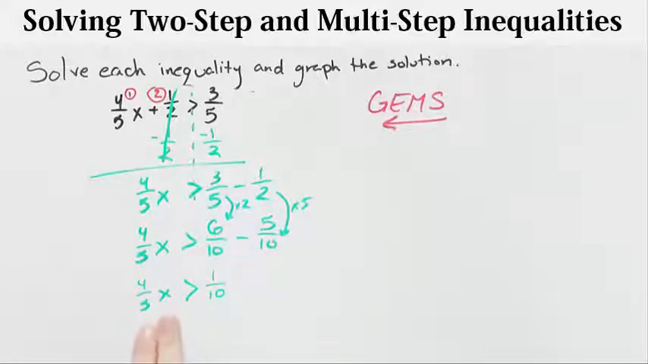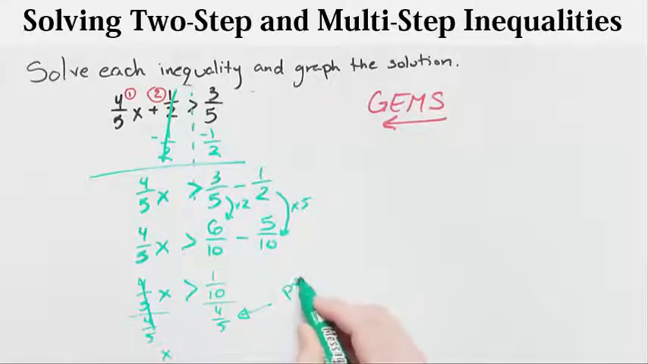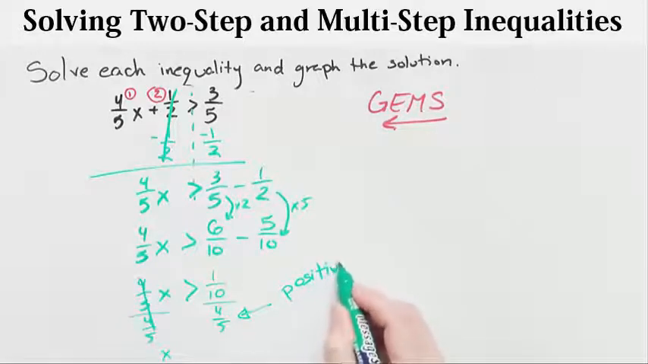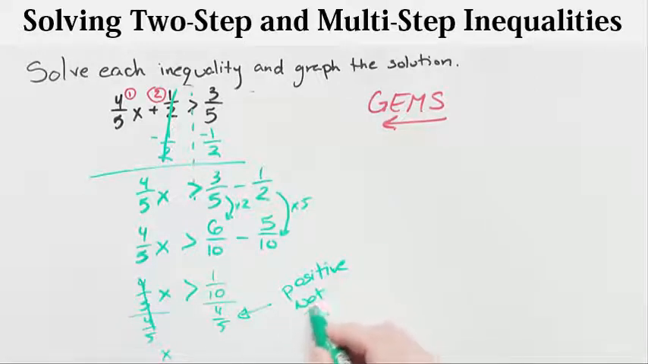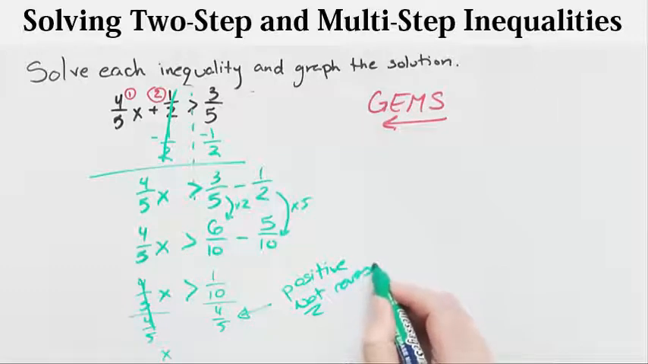Now I need to get x by itself. X is stuck to the fraction by multiplication. You undo multiplication by dividing. So I'm going to divide both sides by the fraction 4/5. That needs to go away. 4/5 divided by 4/5 simplifies down and gives me x. I divided, so I need to stop and I need to think. I divided by a positive number. If you divide by a positive number, you do not reverse your symbol. So the symbol stays greater than.